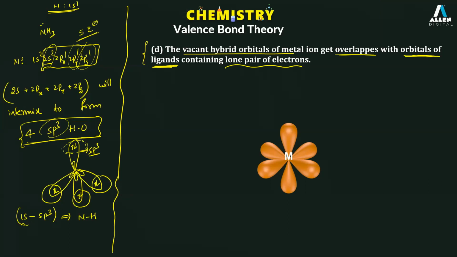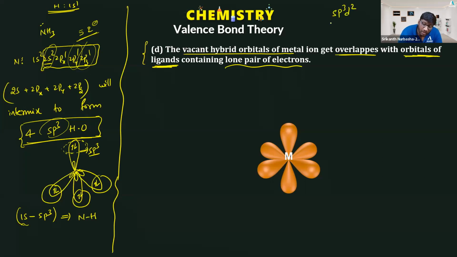So this sp3 hybrid orbital of nitrogen, the sp3 hybrid orbital of ammonia, will overlap with the hybrid orbital of metal. Let us say sp3d2 is the hybridization. The sp3d2 hybrid orbital of metal overlaps with the sp3 hybrid orbital of ammonia. If ammonia is forming a bond with the metal, then we can say the sp3d2 hybrid orbital of metal overlaps with the sp3 hybrid orbital of ammonia.